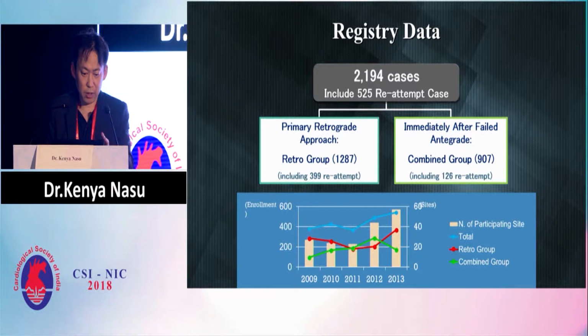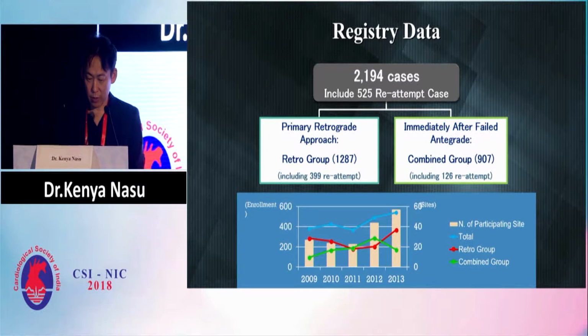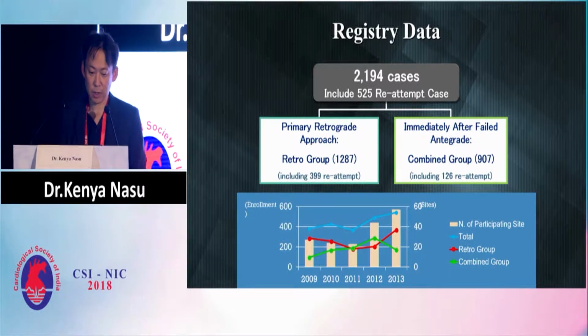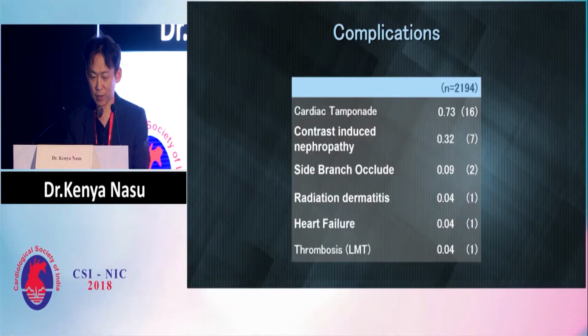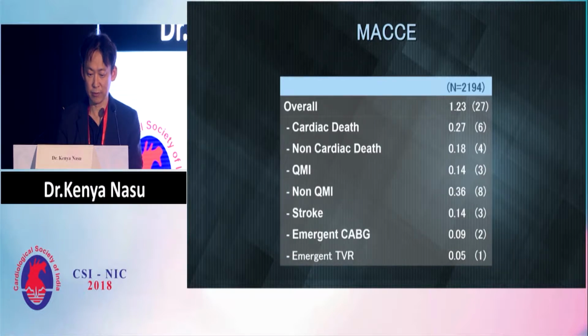This is data from a few years back, from our registry of CTO intervention in Japan. We enrolled more than 2,000 cases. Contrast-induced nephropathy was 0.3% and side branch occlusion was 0.09%, and the incidence of every other complication is also very low. So MACE is also very low in our procedure.